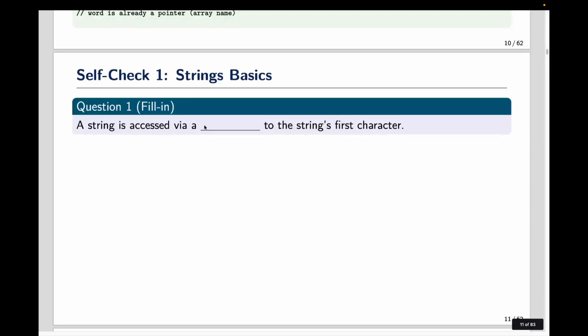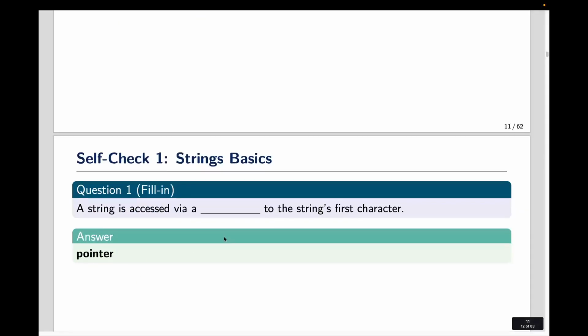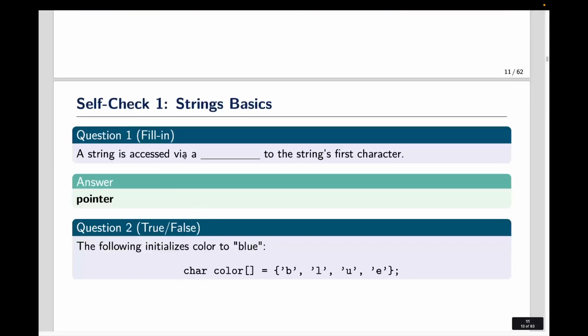A string is accessed via a pointer to the string's first character. We already know that the answer is pointer, so nothing fancy over there. A string is accessed via a pointer.